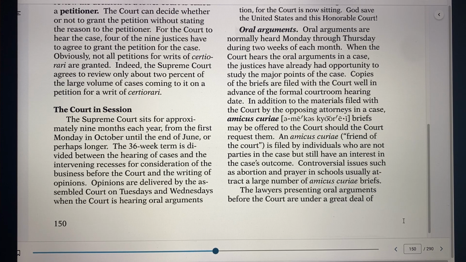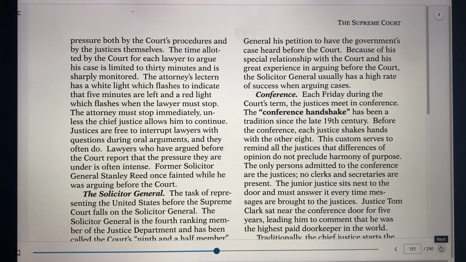And of course, a lot of cases that go to the Supreme Court are controversial cases. So the lawyer presenting the arguments before the court is under a lot of pressure. In fact, they only have a certain amount of time, only 30 minutes to present their case, and it's very sharply monitored. A white light comes on when 5 minutes are left, and the red light says stop. They have to stop talking immediately.